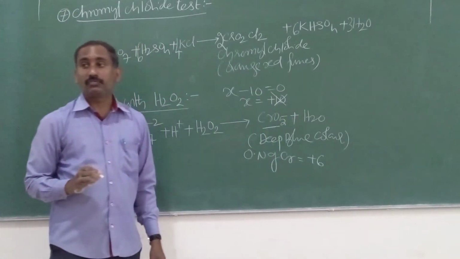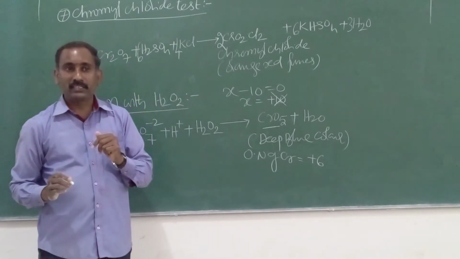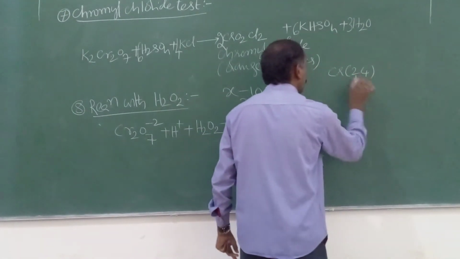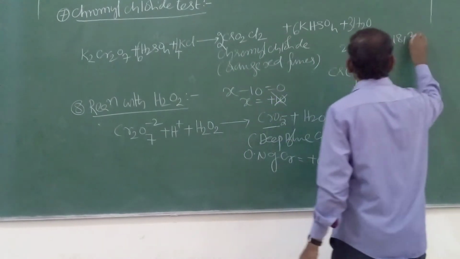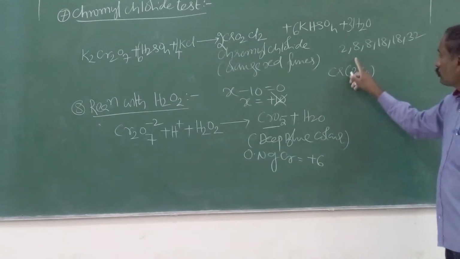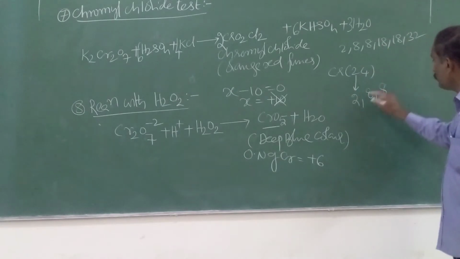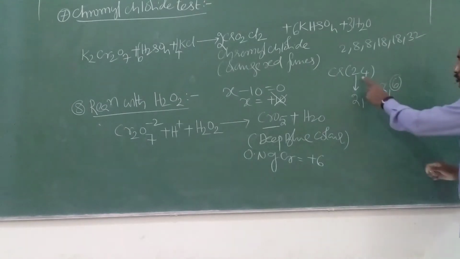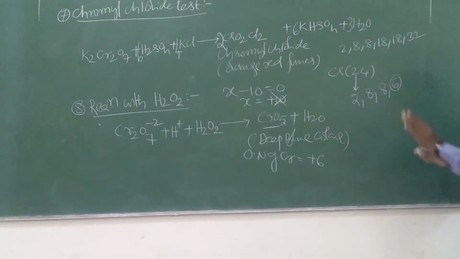Because according to one of the rules, the oxidation number of an element should not exceed its group number. Chromium has atomic number 24, and we don't know the group number. 24 you have to split this way: 2, 8, 8, 18, 18, 32. Then easily you will get the group number. From 24, first take 2, next 8, next 8. 2 plus 8 is 10, 10 plus 8 is 18. What is left? 6. The last number is the group number. Chromium's group number is 6.